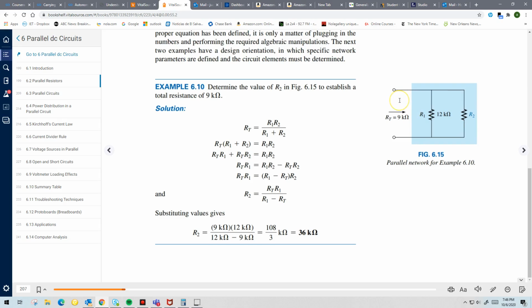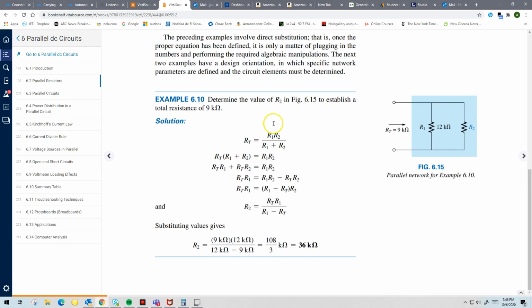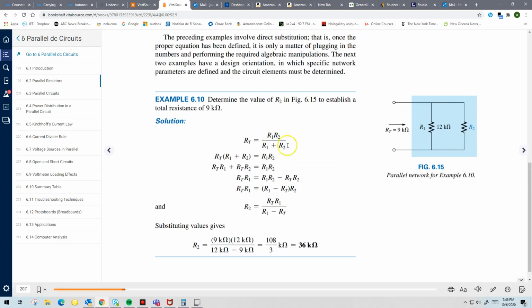Well, if we apply the rule that we just explained for 2 resistors, you'll have the product over the sum equal to the resistance. The product over the sum is equal to the total resistance. In this case, we know the total resistance, and we know one of those resistors, which is R1. So there's an unknown R2. So we can combine this equation and solve for that unknown.